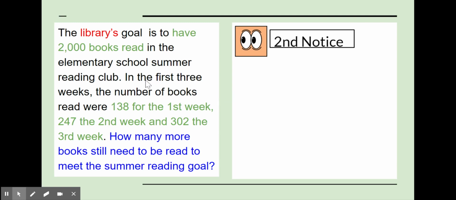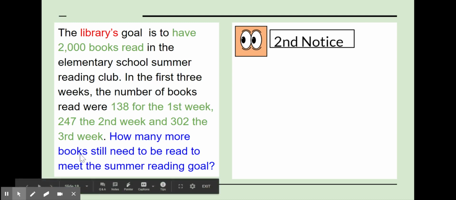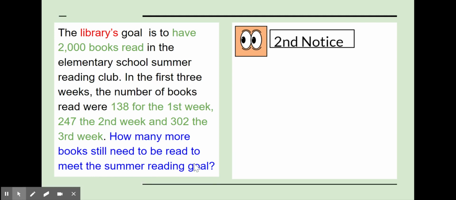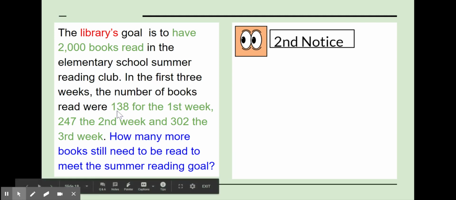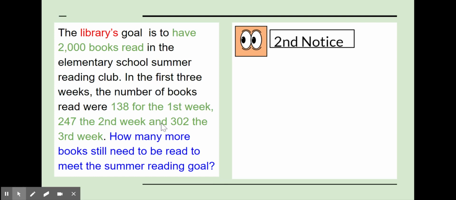In our problem, the library has a goal to get to 2,000 books, right? But have they reached that goal? No, because the question wants to know how many more books do they still need to be read to meet their summer reading goal. Have they read some books? Well, yes, they have read some books for the first week and the second week and the third week. So that is where we need to start with our model. And that's figuring out what is the combined number of books they have read so far.